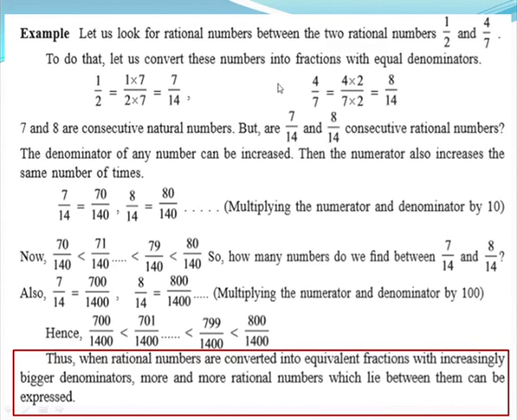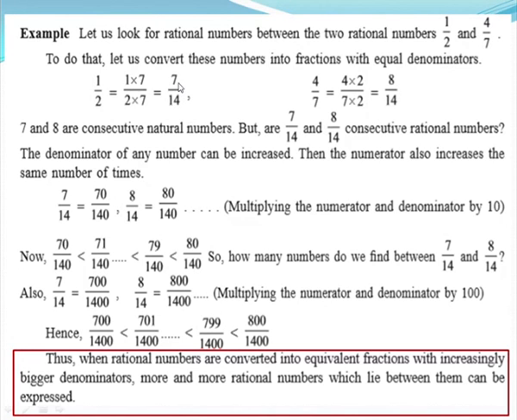Now, when you multiply 1 upon 2 both by 7, you will get 7 upon 14. Also, on multiplying 4 upon 7 both by 2, you will get 8 upon 14. Now, here if you look at these two rational numbers, 7 upon 14 and 8 upon 14, here we have to find the rational numbers between these two. As these two are fractions with equal denominator, we will compare their numerators.